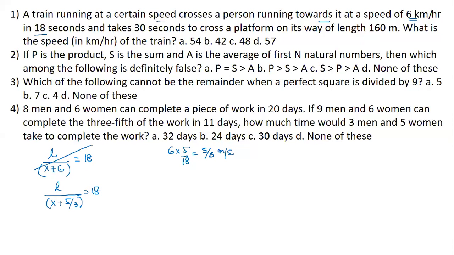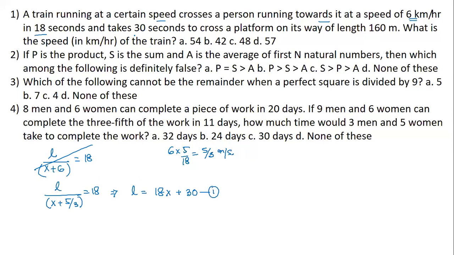Okay. So this is not the equation L by X plus 5 by 3 equal to 18. That's the point where most people get it wrong, but you have to be careful about it. So this becomes L is equal to 18X plus 6 into 5, which is 30. This is equation number 1.